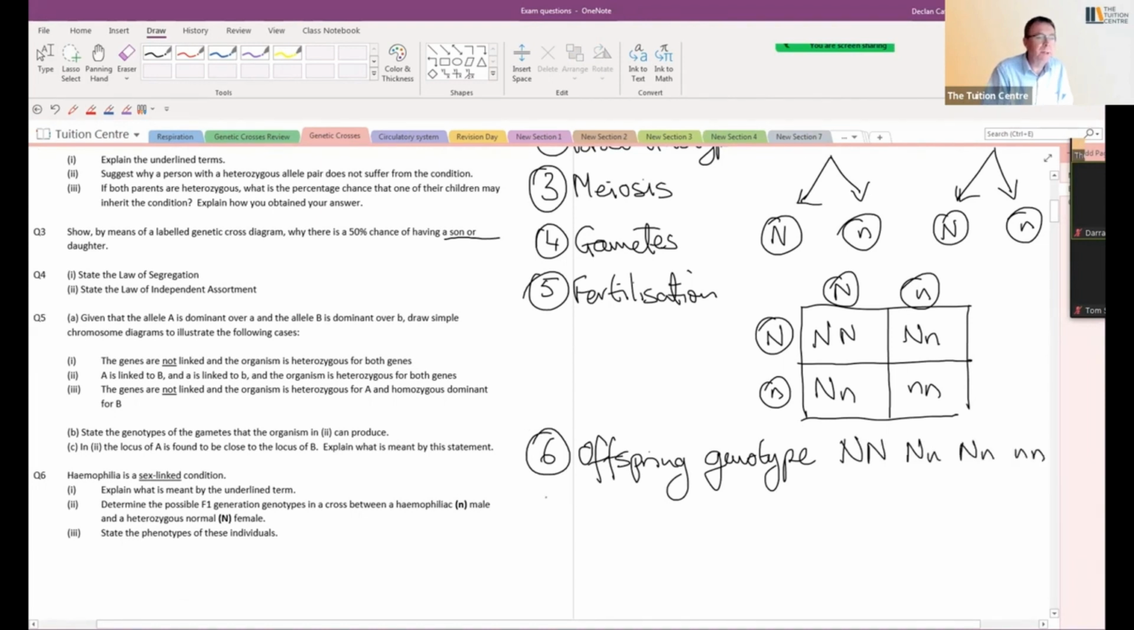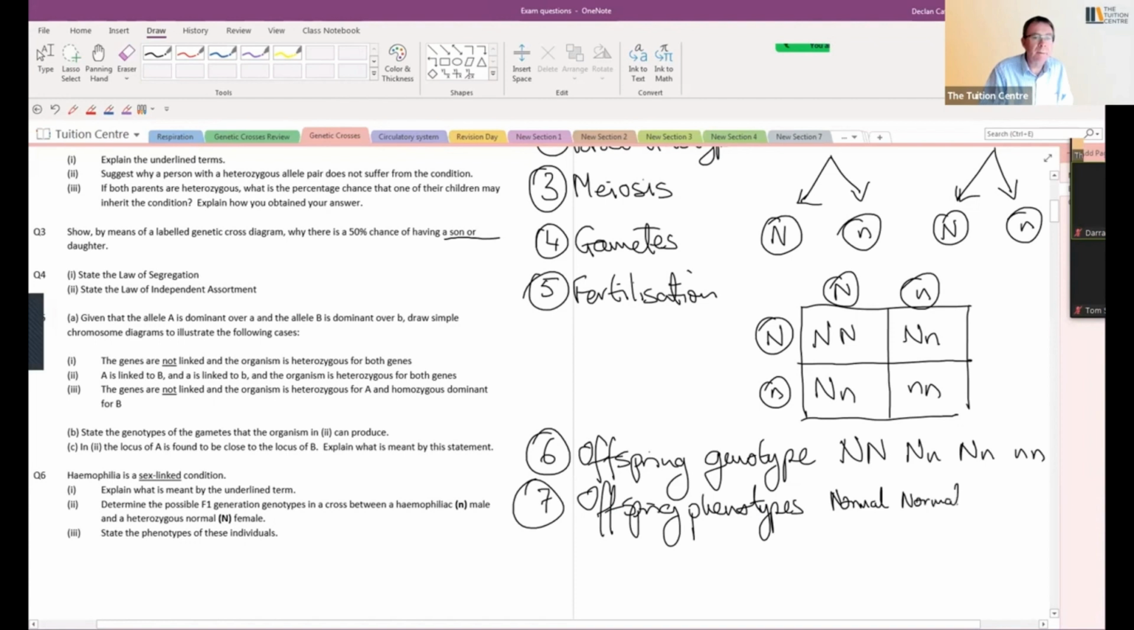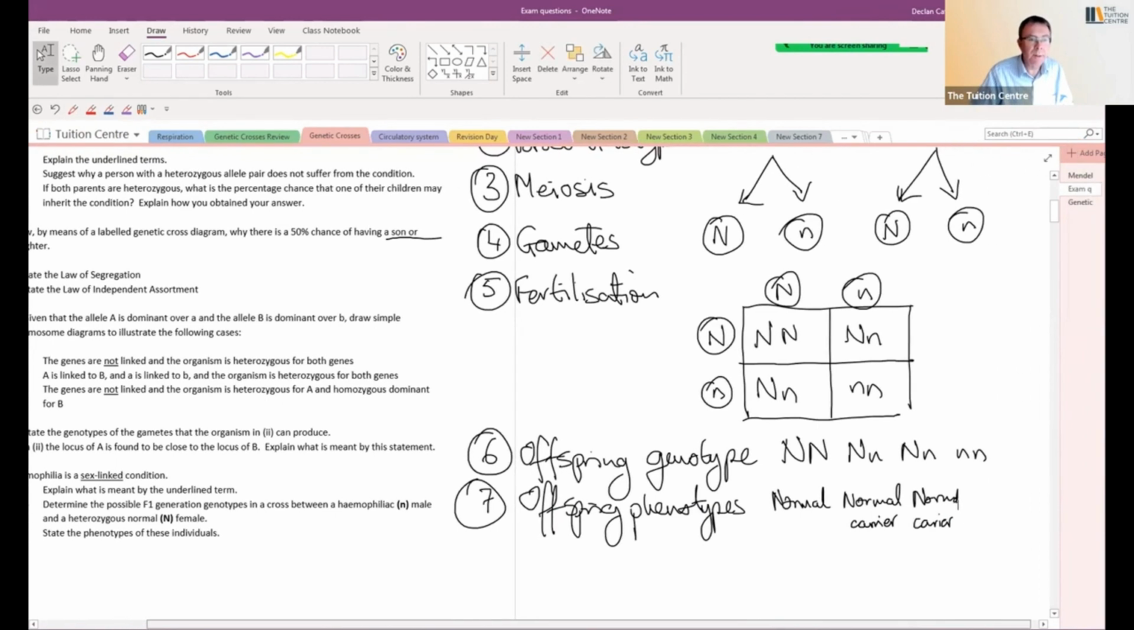So you've got the 4 different genotypes. Underneath that, you put in the phenotypes of the offspring. So what's this, big N, big N? That's normal. Big N, small n, also normal, but a carrier. We might as well put that in there. There's another normal carrier there. And then this last person, I'm going to have to scooch over here a little bit, this last person is cystic fibrosis.